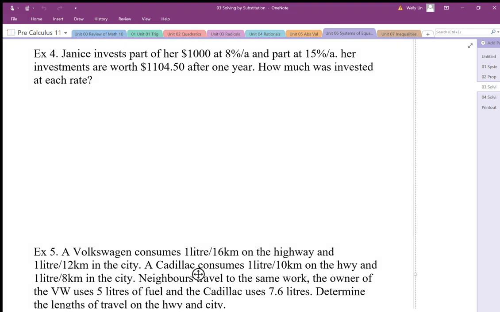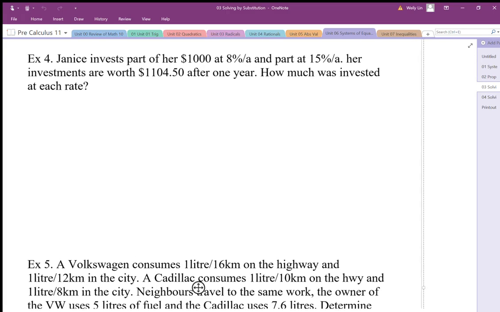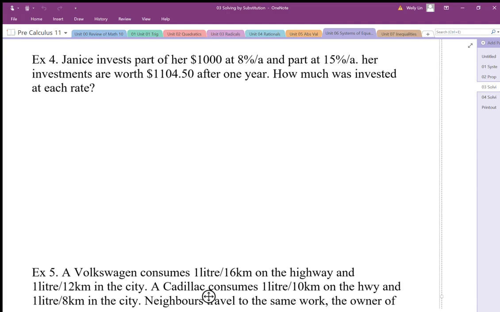This next problem here, we have Janice. She's investing part of her $1,000 at 8% and part of it at 15%. So after 1 year, her investments are worth $1,104.50. So how much was invested at each rate? We have to make sure we understand the financial part of this.